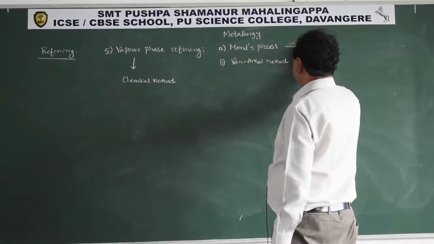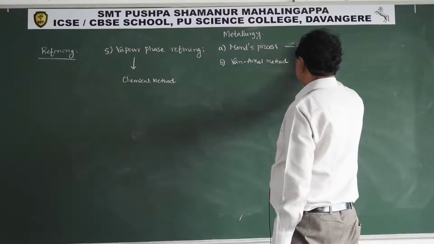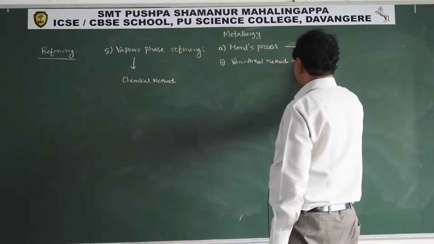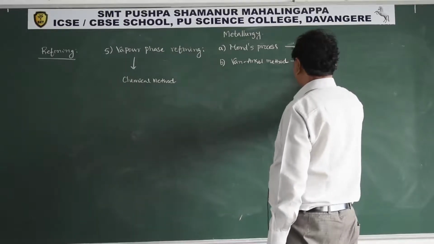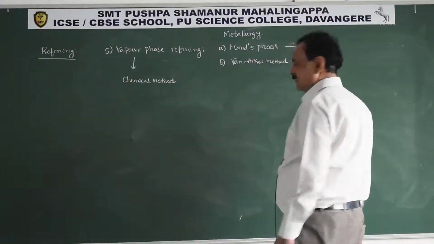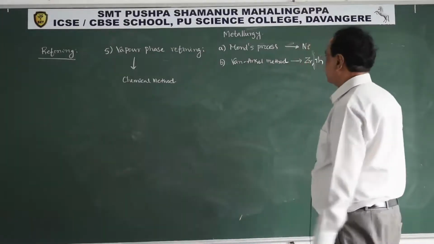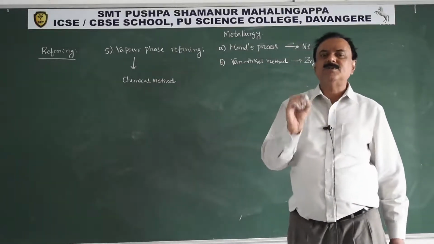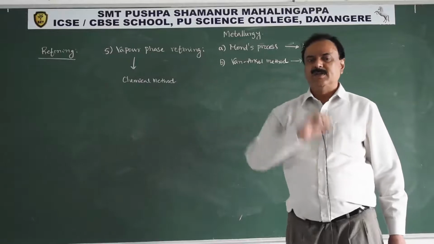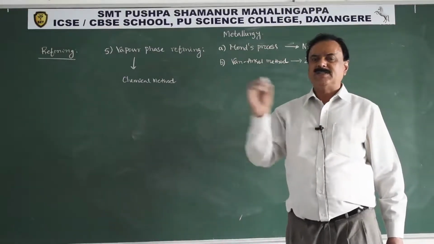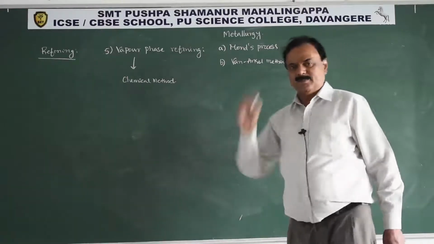Mond's process is used in the extraction of nickel, very pure nickel, and the Van Arkel method is used in the extraction of zirconium or in the extraction of thallium. These metals are refined by means of the Van Arkel method. In your entrance exam, a very important question: Mond's process is used in the purification of dash, nickel. Van Arkel method is used in the purification of dash, zirconium or thallium.